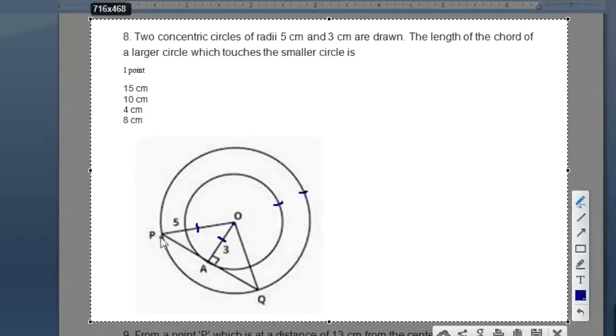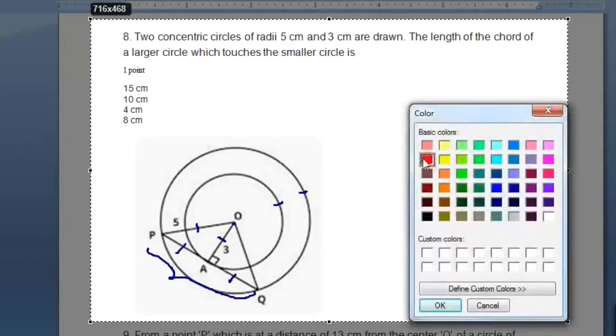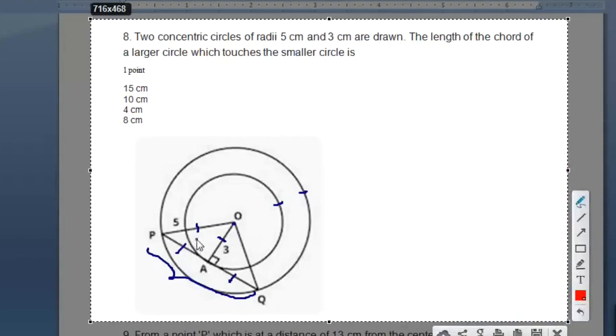So now we are going to find the length of the chord. Here the length of the chord is PQ. To find PQ, we have to find the side PA, later AQ. Once we add PA and AQ, we will get the length of the chord PQ. If you clearly see in this picture, there are 2 triangles. OPA is one triangle and OAQ is another triangle.